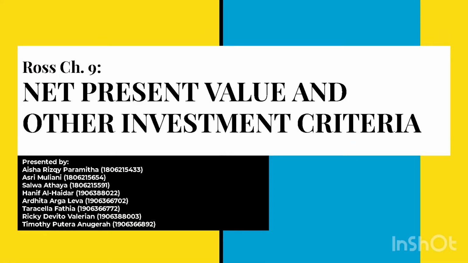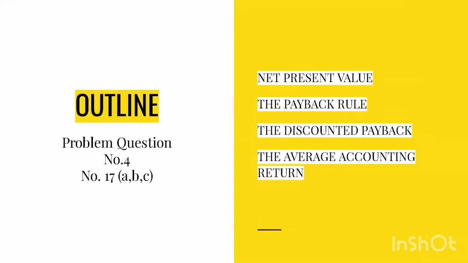Now, our outline: we're gonna discuss the net present value, the payback rule, the discounted payback, the average accounting return, with the problem questions number 4 and number 17 ABC.